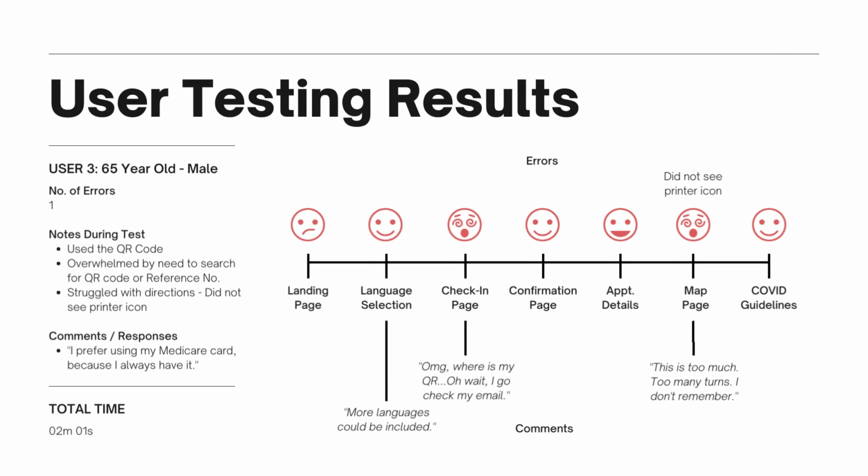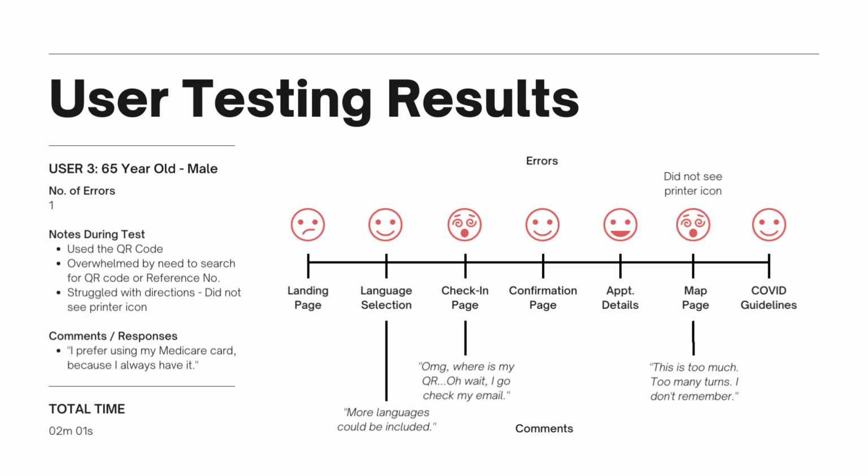And lastly, I tested with a 65-year-old male who is similar to the previous user but has high anxiety and overthinks. As such, I recorded his time to be 2 minutes and 1 second. He started the process with hesitation but was brightened when he saw that there was a language selection page. This showed to ease his stress a little. However, on the following page, he felt overwhelmed and thought that he needed to search for his QR code and reference number before remembering that he needed to only just check his email or messages.